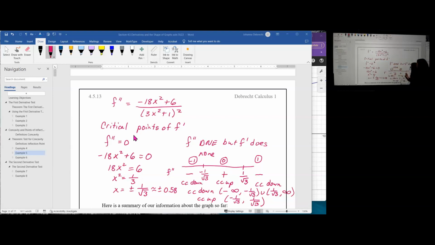When I set up a sign chart with these possible inflection points, take test points in the open intervals, I discovered that on the left side, from -infinity up to -1/√3, it's concave down. Between -1/√3 and 1/√3, it's concave up. And again, from 1/√3 to positive infinity, it's concave down again. With these pieces of information, along with some information from college algebra, I can draw a very accurate graph. Let's go ahead and look at the graph now.